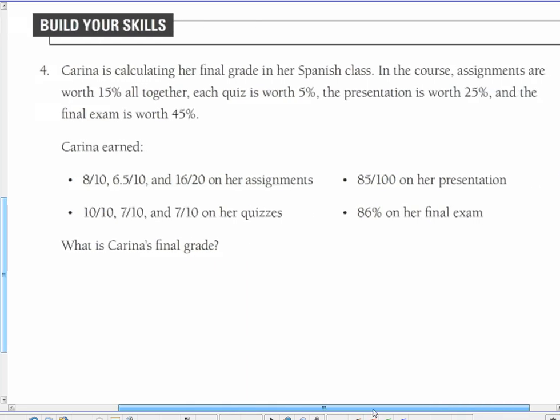When we find weighted mean, it's really helpful to make a chart. Karina is calculating her final grade in Spanish class.